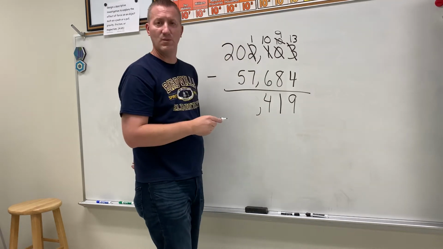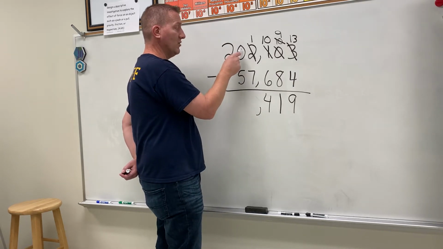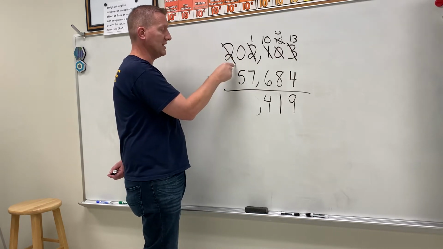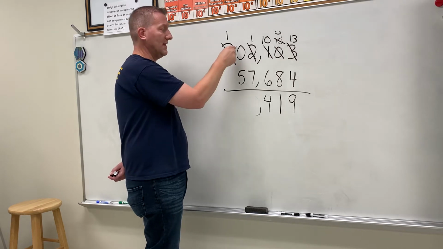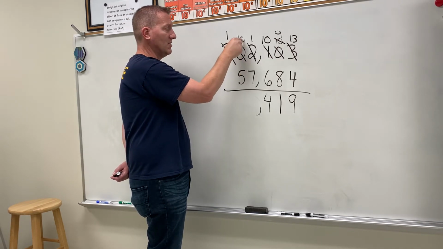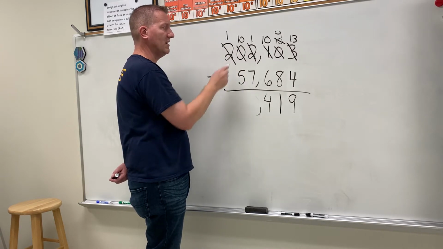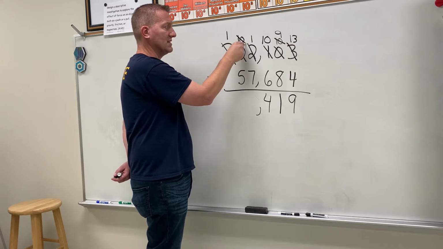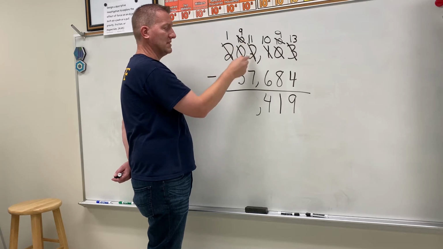Can't take 7 away from 1. You're going to go to your neighbor. Your neighbor doesn't have any, so you're going to go to the next neighbor. That becomes a 1. This 10, or the 0 becomes a 10, but that still doesn't help you over here. So now we have enough over here to borrow, so now this 10 becomes a 9. This 1 becomes an 11.